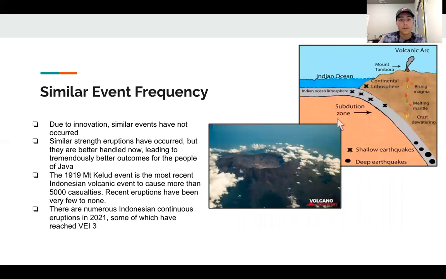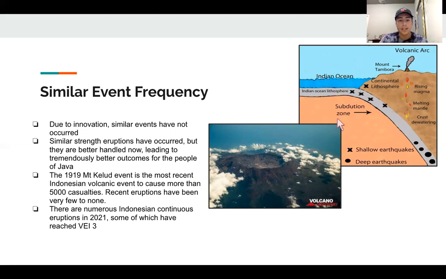So similar event frequency. Due to innovation, similar events haven't really occurred, and I'll explain why and how they restricted the lahar from being so deadly. But similar strength eruptions have occurred. So the strength has been similar, but they're just better handled, leading to better outcomes for people in Java.